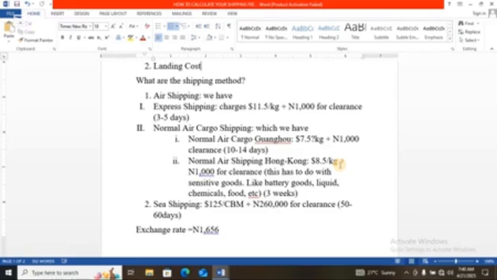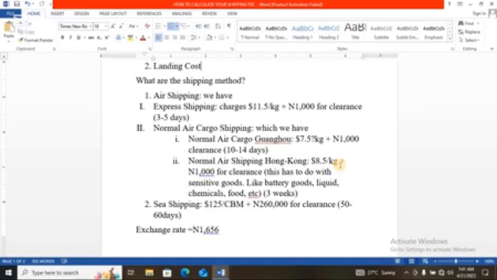I paid for a good on Wednesday, and I received a message that my good had reached Lagos on Monday, and some on Tuesday. I used express shipping because it was phones I was buying. So you see that the charge per kg is $11.5 per kg plus 1,000 naira for clearance.